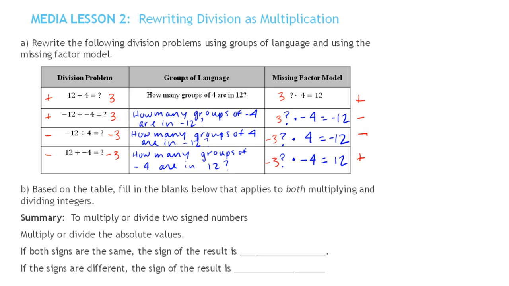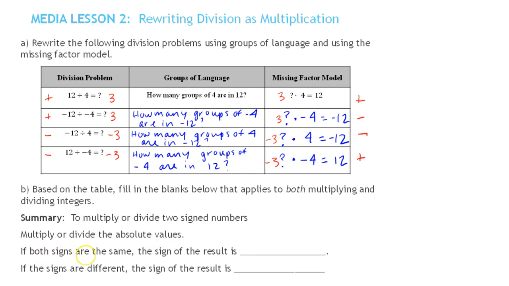So to summarize, to multiply or divide two signed numbers, multiply or divide the absolute values. So you're going to look at the numbers without concern to their signs at first. All of these you just consider 12 divided by 4 is 3. All of these you just think of 3 times 4, which is 12. And then after you do that, you can determine the sign.